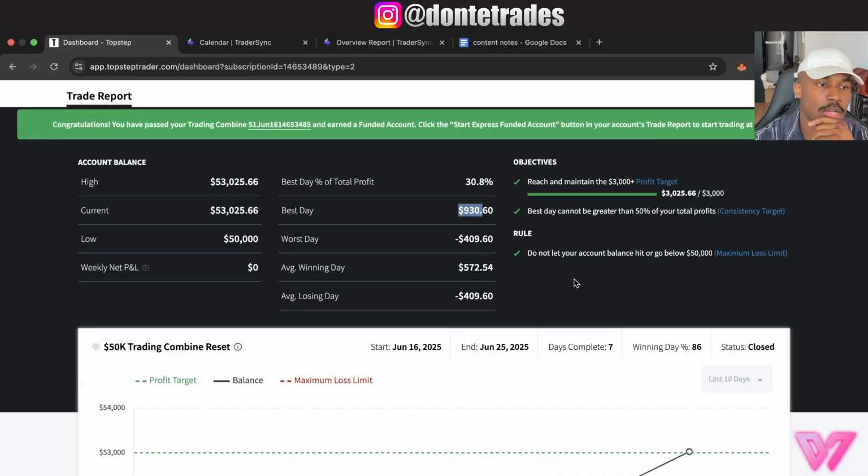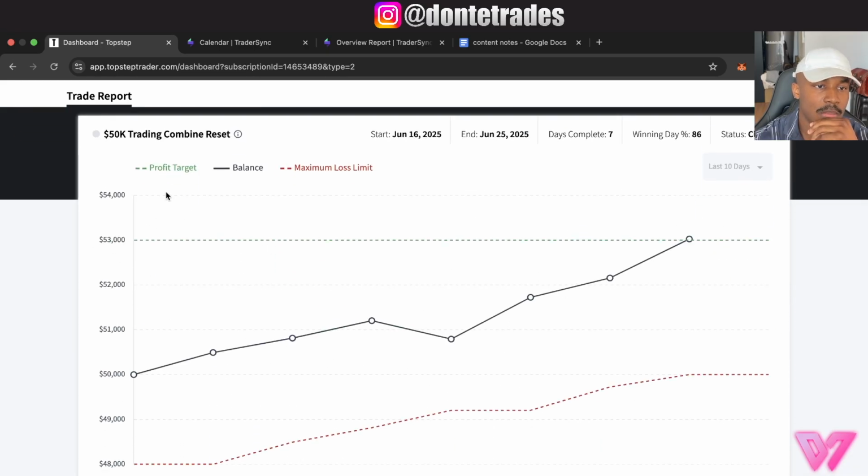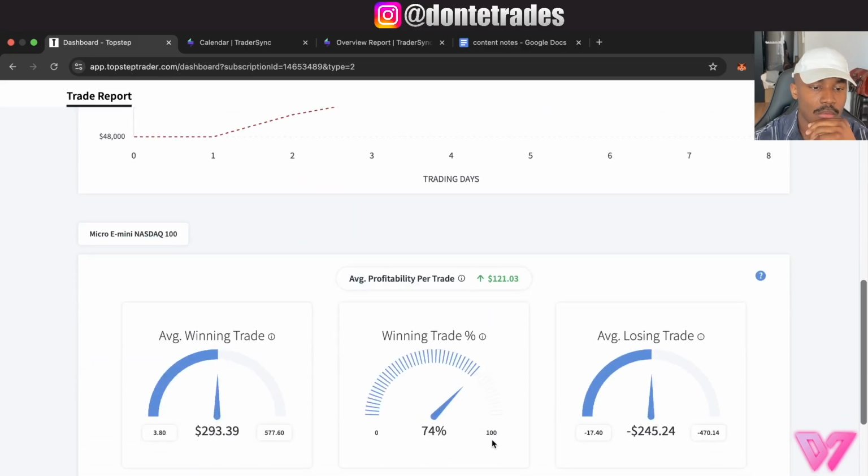Now, before we get into the strategy, I just want to break this down to you guys here so you can see the best total profit here, 38%. 30.8%, best day, worst day. And you can see my profit curve, nice trend upward. We had a little bit of a setback day here, but mostly nice and consistent. And you can see the win rate here is quite high, 74%. Average winning trade, average losing trade.